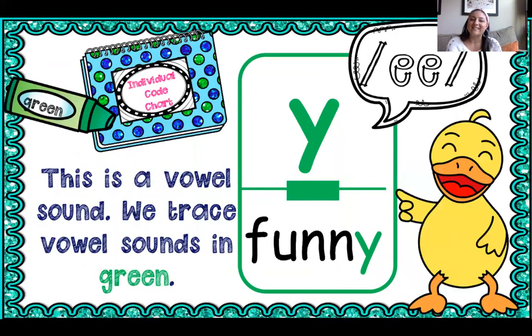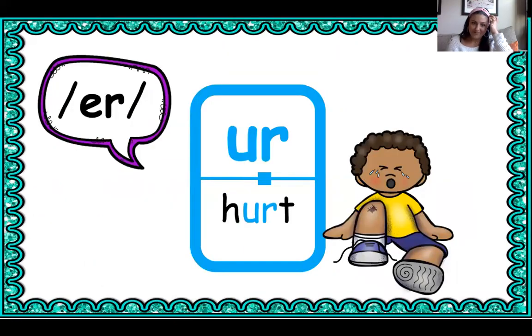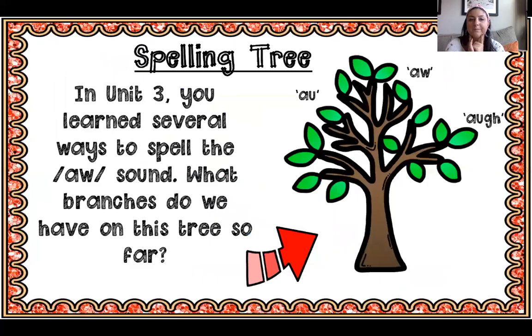Now we have Y as it says the E sound, like in funny. We usually see that at the end of the word, silly. All right, here we have EY as it says the E sound, like in the word key. All right, here we have another bossy R, as, remember, R kind of takes over the vowel sound. So we have, like in the word hurt. Next up, we have bossy R in IR, where it says, like in the word bird.